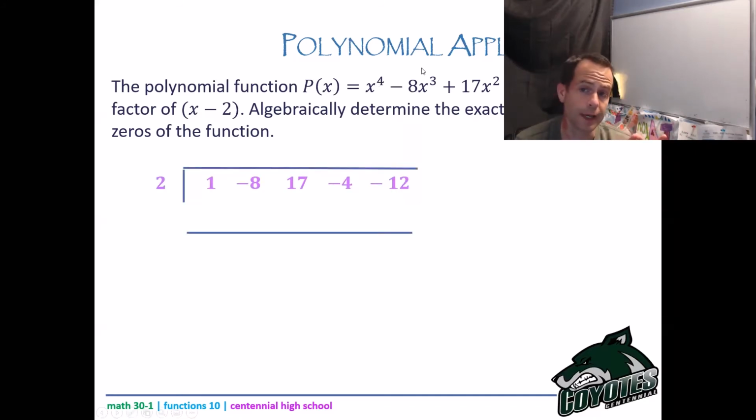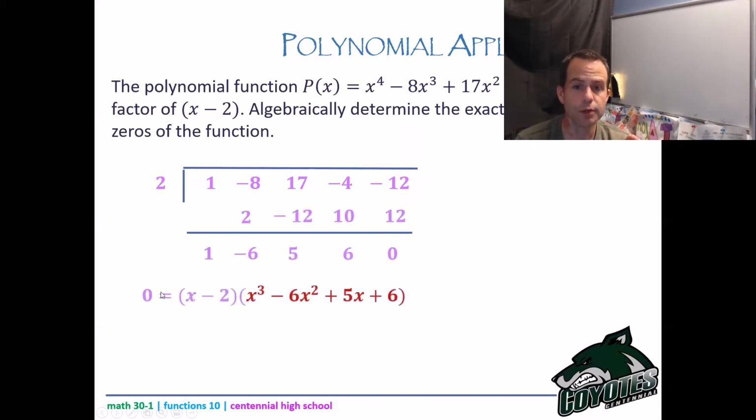So make sure every degree is represented: 4, 3, 2, 1, nothing. They're in the proper order. I can go through long division or synthetic division, it doesn't matter. I've done synthetic division on the slide. Drop the 1, multiply, add, multiply, add, multiply, add, multiply, add. And so that's going to get me down to 0 equals the x minus 2 that I just divided out. And then what's left is x cubed minus 6x squared plus 5x plus 6.